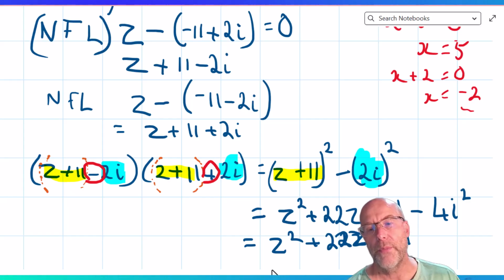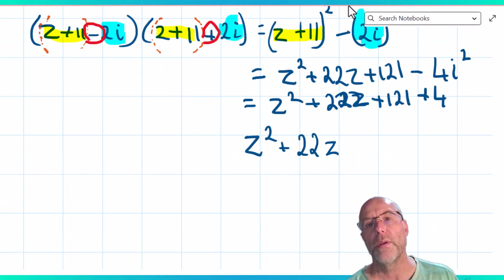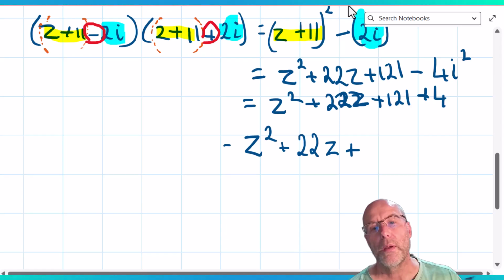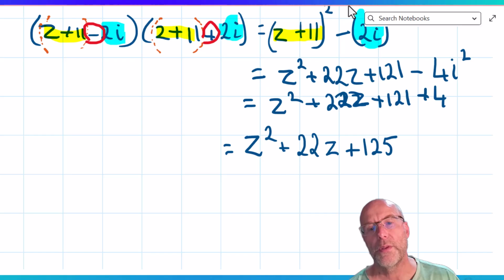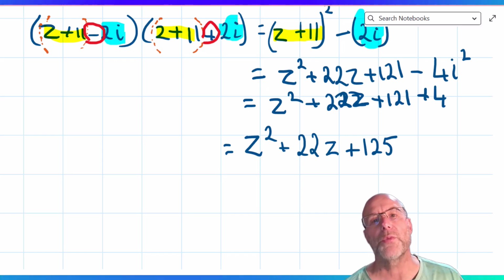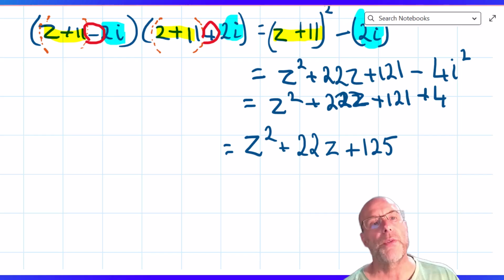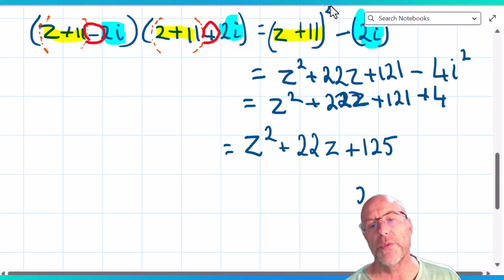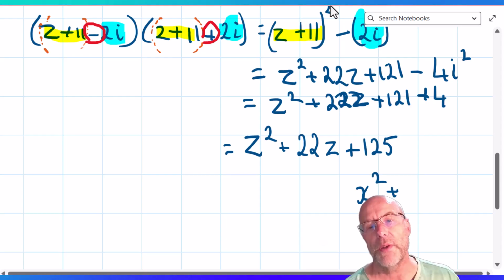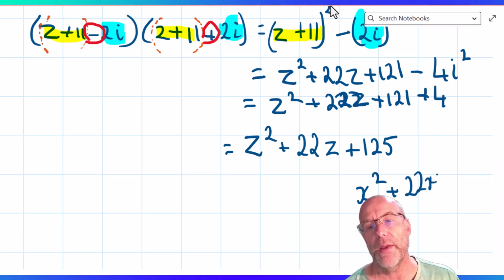121. Now i squared is negative 1. Negative 1 times that negative 4 is positive 4, so plus 4. And simplifying that, z squared plus 22z plus 125. So we've determined our polynomial, okay? And if it was in terms of x, same deal, alright? That would be our answer.